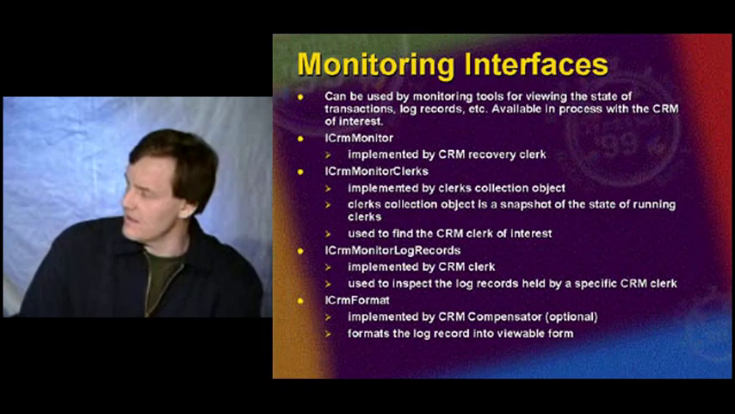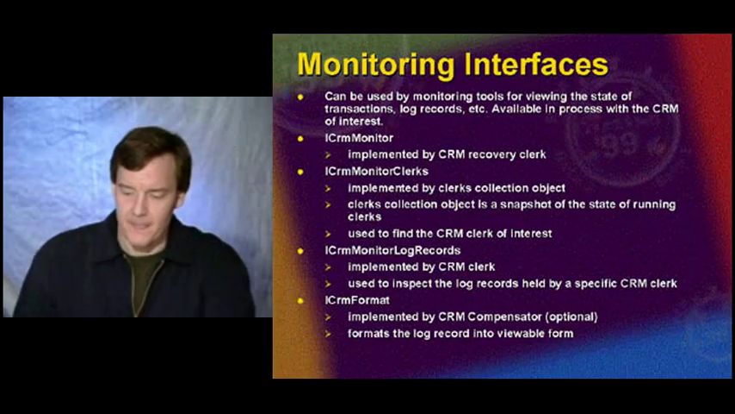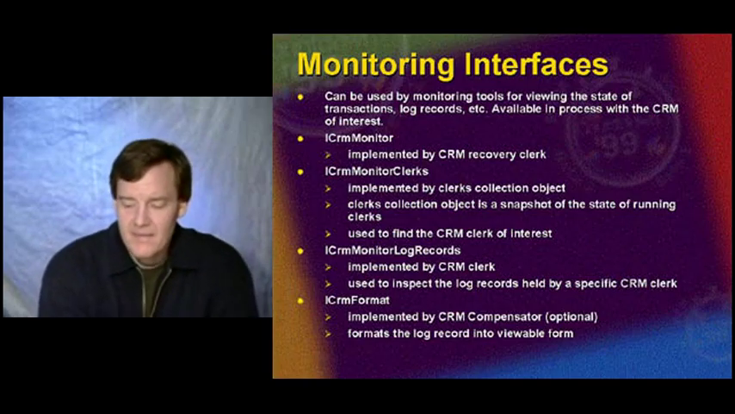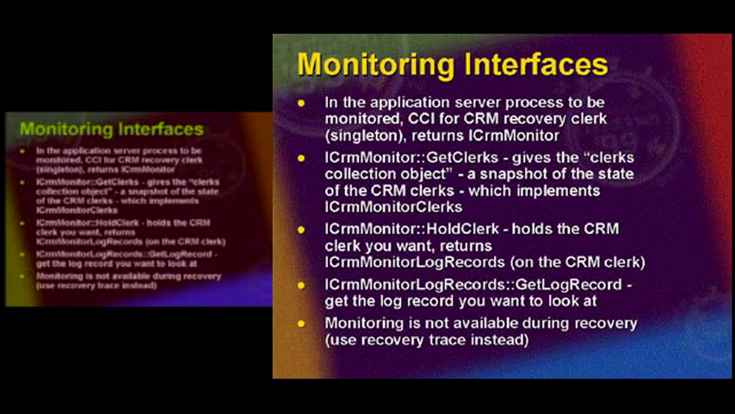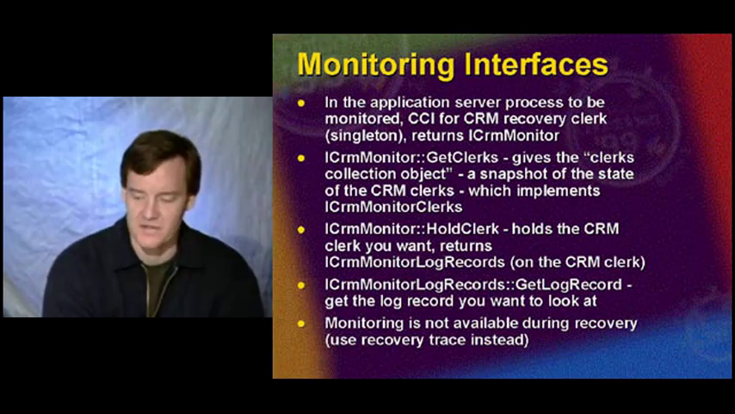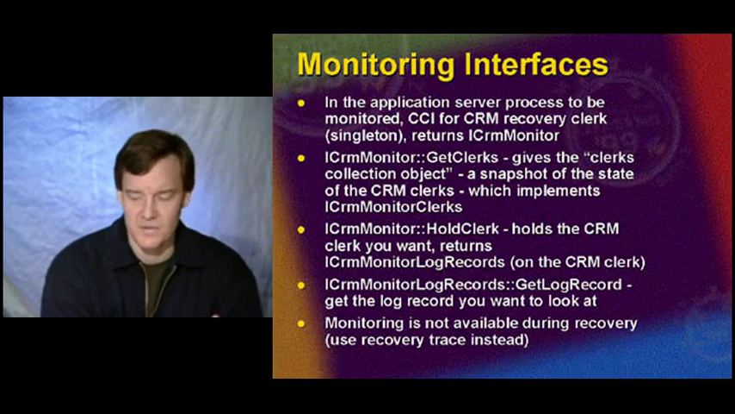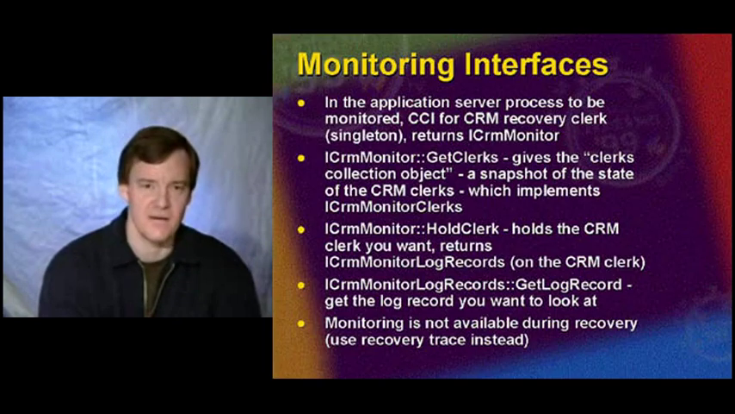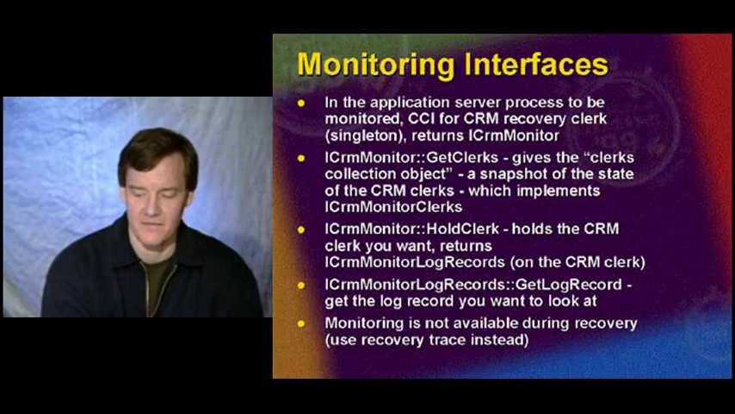I won't cover those in detail, I'll just go through how they might be used. In the application server process that you want to monitor, you have to figure out a way to find that. You'd co-create an instance of the CRM recovery clerk, which is a singleton component. There's only one of them in that application server process, and you get this ICRMMonitor interface. You then call that to get another object, which we call the clerks collection object, which gives you a snapshot of the state of the CRM clerks, because clerks may be coming and going as the CRMs are active. So you get a snapshot at a moment in time.